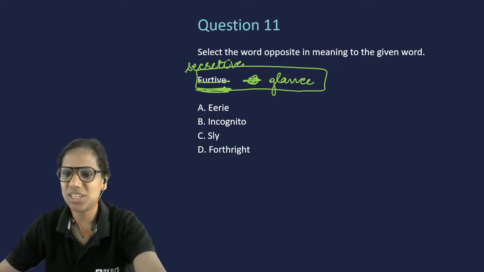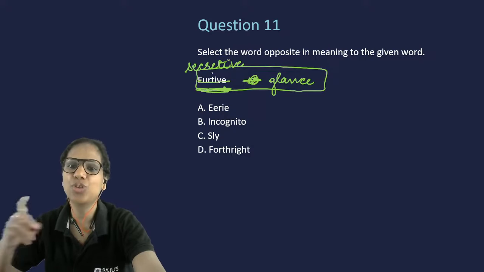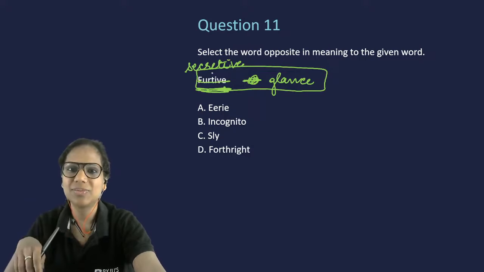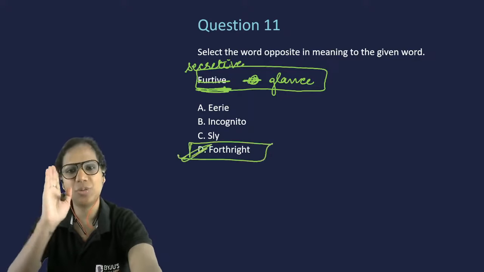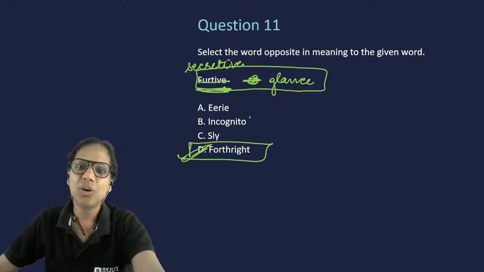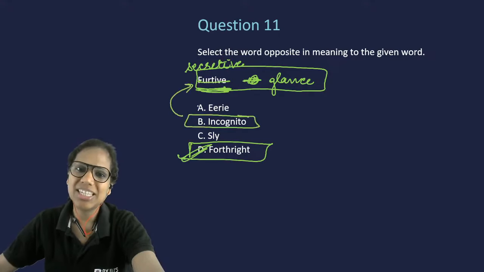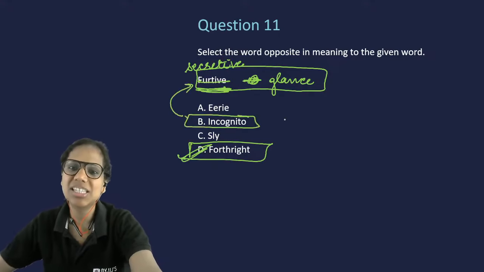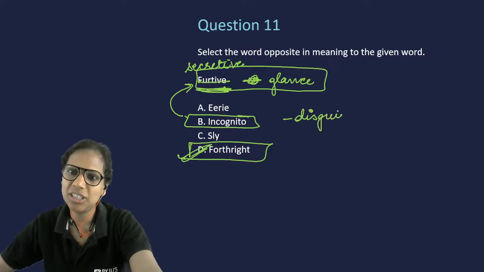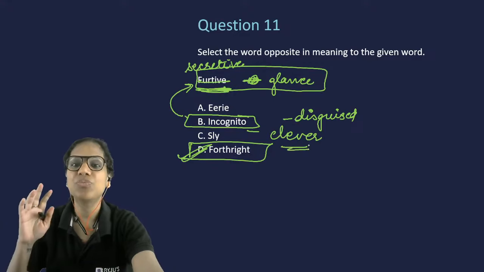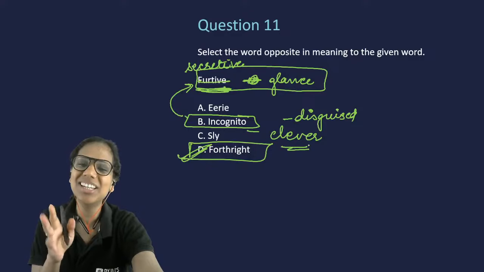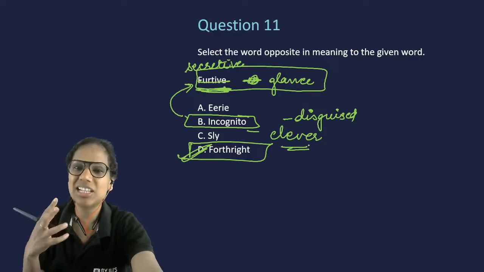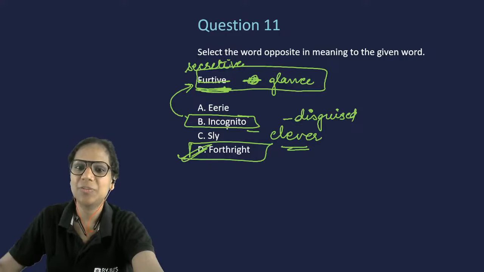Correct, correct. Yogiraj, Mayank, absolutely. And therefore, the opposite is going to be D. Fourth, right? Okay, pretty straightforward. Now, incognito again means secretive, disguised. So this cannot be the answer. Sly again means clever, and sometimes when I use it in the sense of a glance, casting sly glances on someone is again looking at them in such a way that you don't want to be noticed.